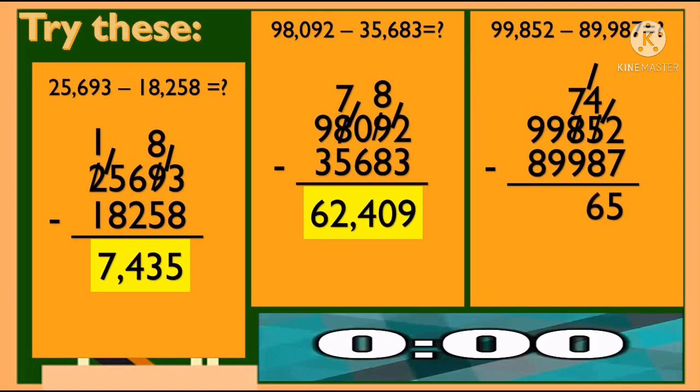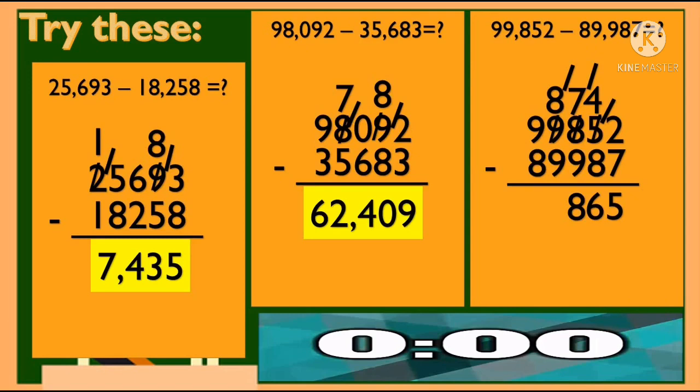How about 7 minus 9? 7 minus 9. Can or cannot? Cannot. Right? So we need to borrow from 9. And 9 will become 8. And then 7 will become 17. Okay, so we have now 17 minus 9. What is 17 minus 9? Good job, it's 8.